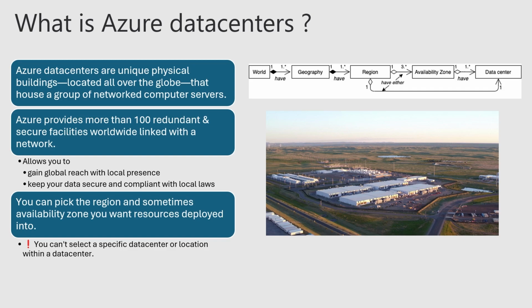We know that there are different laws around the globe for keeping data inside a region or inside a country. We can pick the region, and sometimes the availability zone, where we want to deploy our resources. We can't select a specific data center or a location within a data center. If we go into the portal, as we have seen in multiple videos, we have to select a region. And when we pair services for DR purposes or geo-replication, we have to select one or multiple regions.